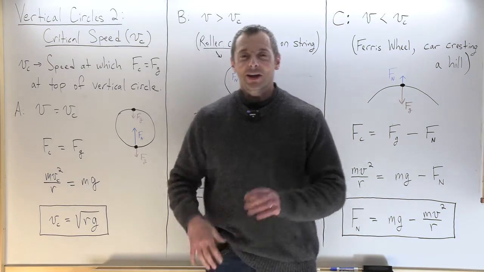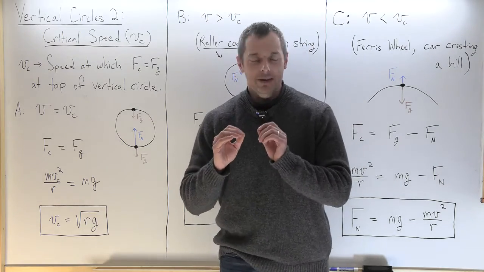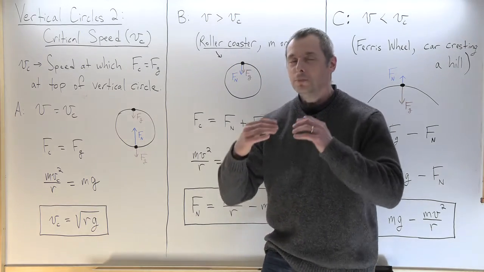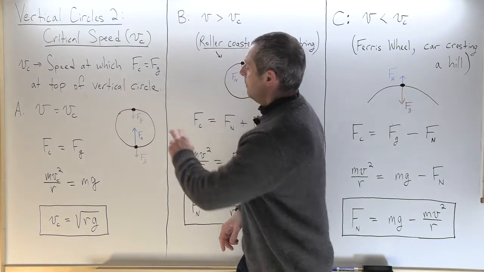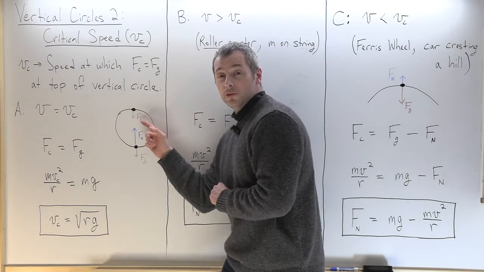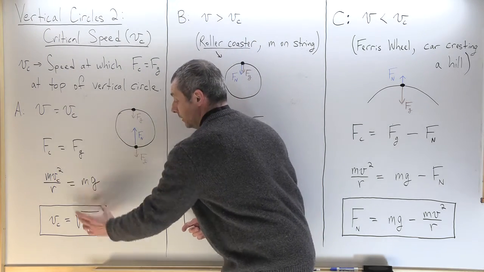Back again. Sorry, I got a little carried away with the story and I forgot to summarize. So let me do that because it's important to just look back and make sure we have the main ideas. So we can solve for the critical speed by making no other force but the force of gravity providing that centripetal force toward the center of the circle here. We could solve for v.